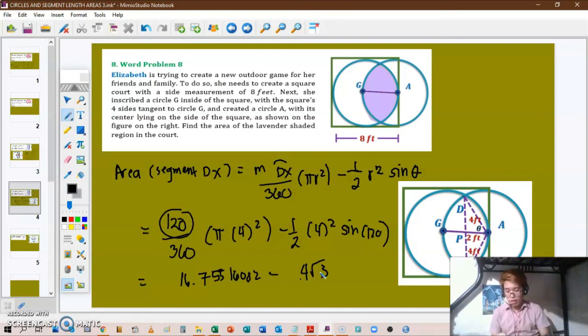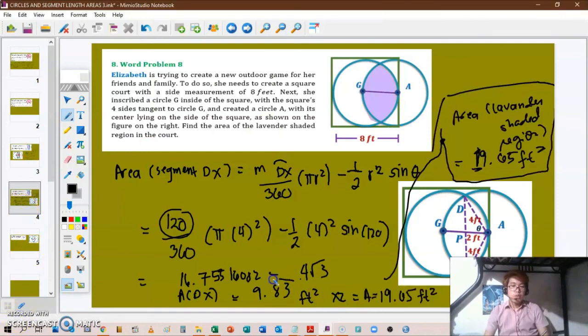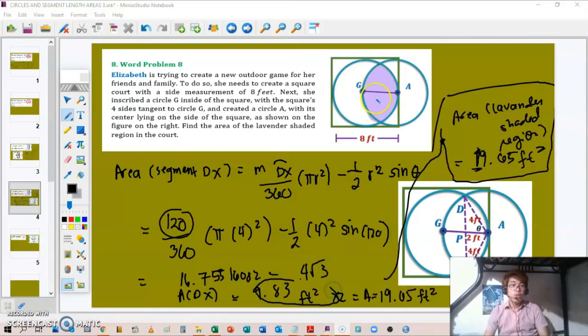This is going to give us 9.83. So that's the area of segment DX. The area of segment DX is equal to 9.83 square feet. And since we need to multiply that by 2, 9.83 times 2, since there are two parts there, that's going to give us 19.65.